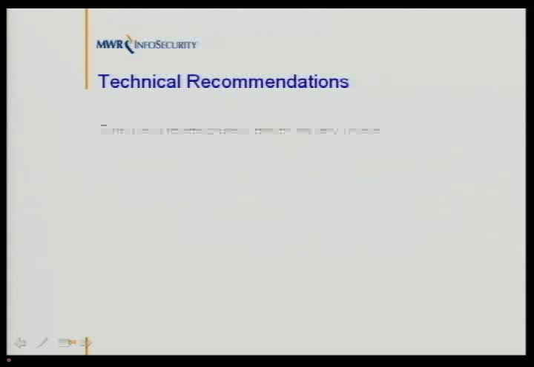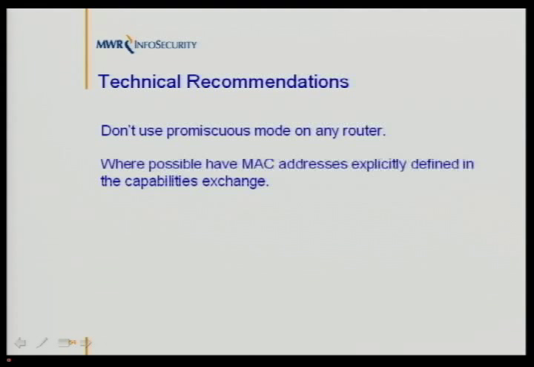So how can we protect against some of this stuff? First of all, there's some technical recommendations. And as you can probably imagine, the fairly obvious one is don't use promiscuous mode. Even if we have to define 15 IP addresses within our router configuration, that's certainly a lot more favorable than people messing with our DLSW environment. As we've also seen, explicitly defining the MAC addresses of the mainframe in the capabilities data is also good.